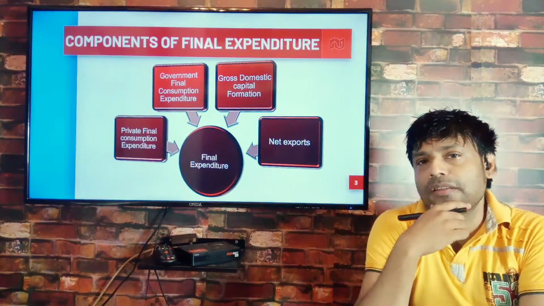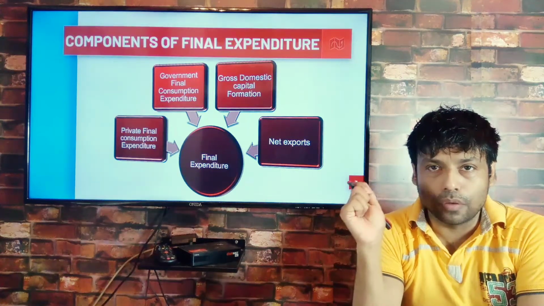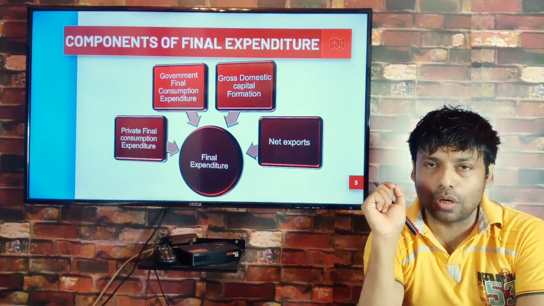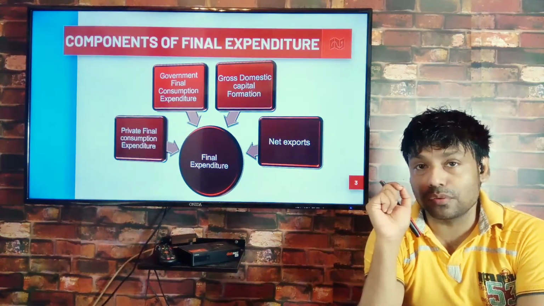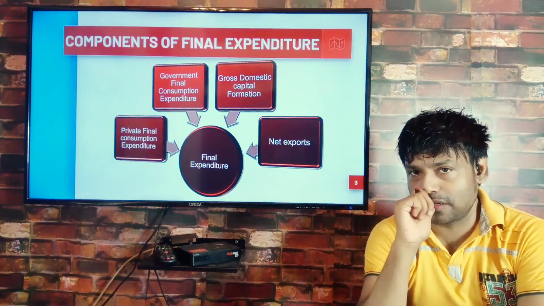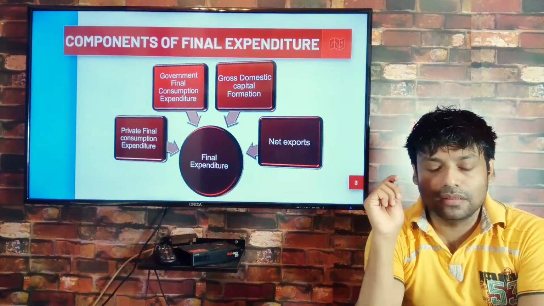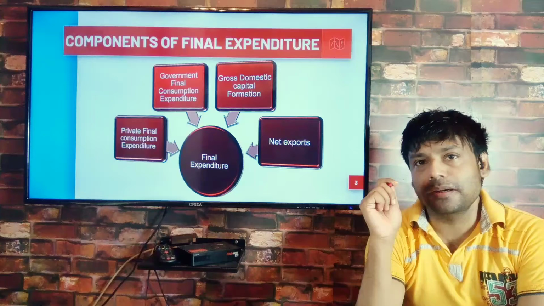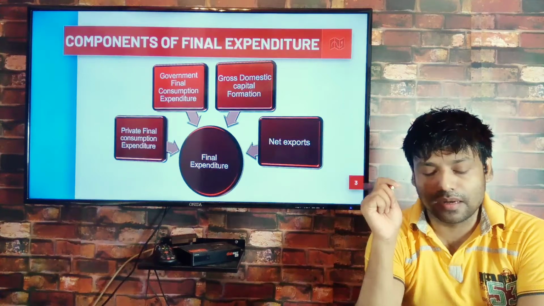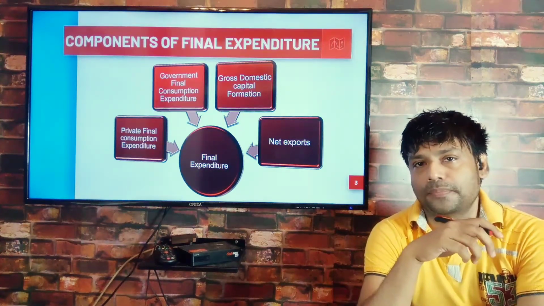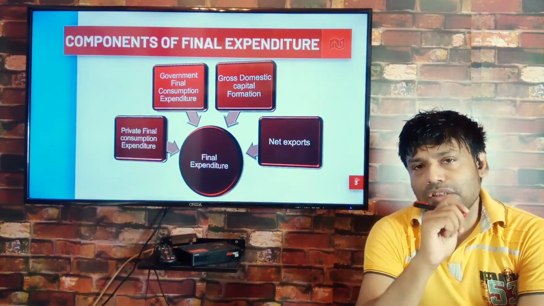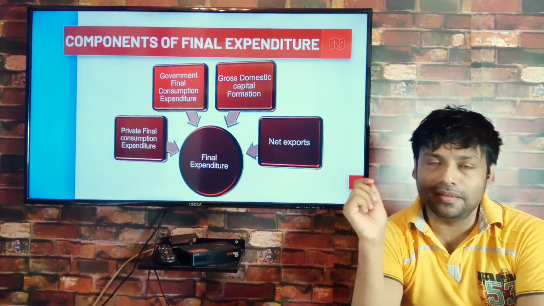Private final consumption expenditure is the money value of goods and services purchased by households and non-profit institutions for current use during a year. Secondly, government final consumption expenditure. Now what is it? Government final consumption expenditure refers to the government expenditure on goods and services. Thirdly, gross domestic capital formation. Now what is this? It refers to the addition to the capital stock of an economy.